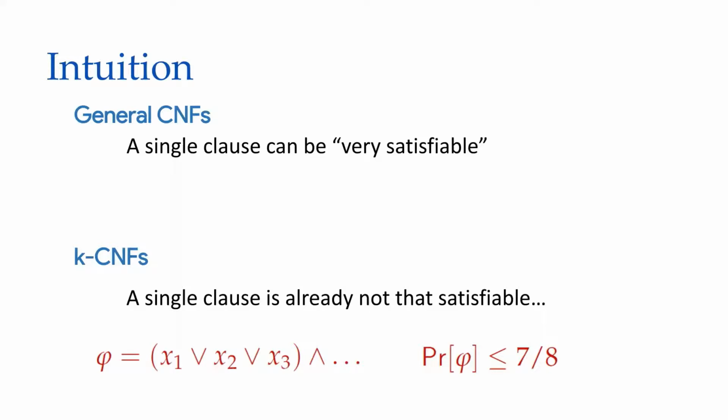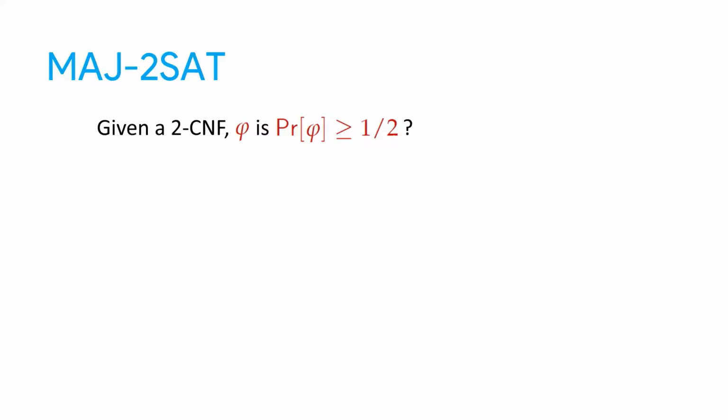This means that for 3-CNFs, testing if the fraction of satisfying assignments is at least 7/8 is trivial, because you can just check if it has at least 2 distinct clauses. So this might already be a hint that testing if the fraction is at least 1/2 should also be easy. With that intuition set, let's begin trying to solve majority 2-SAT. We're given some 2-CNF phi and want to know if its fraction of satisfying assignments is at least 1/2.